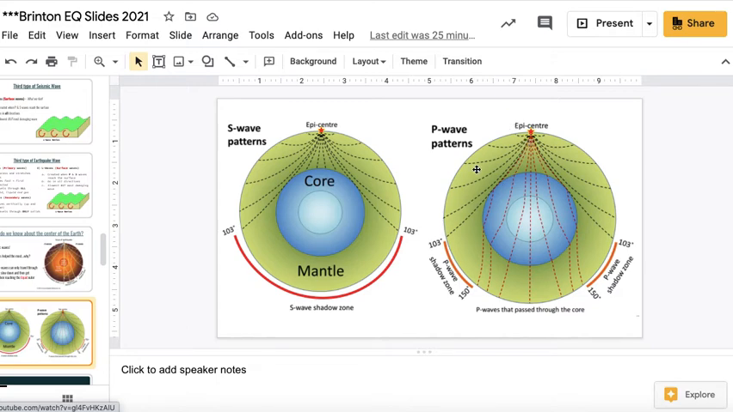So here's your P waves, and when they hit the liquid, they bend, they change, and they come out. There's still a section where there's a P wave shadow, meaning no waves are recorded, but you can see how they do move through and they are changed and bent.